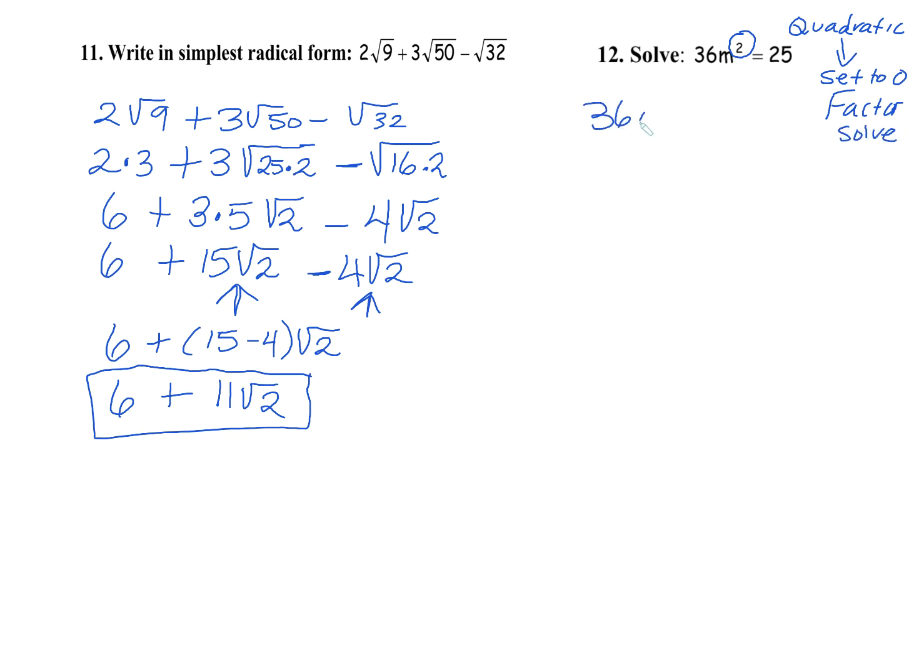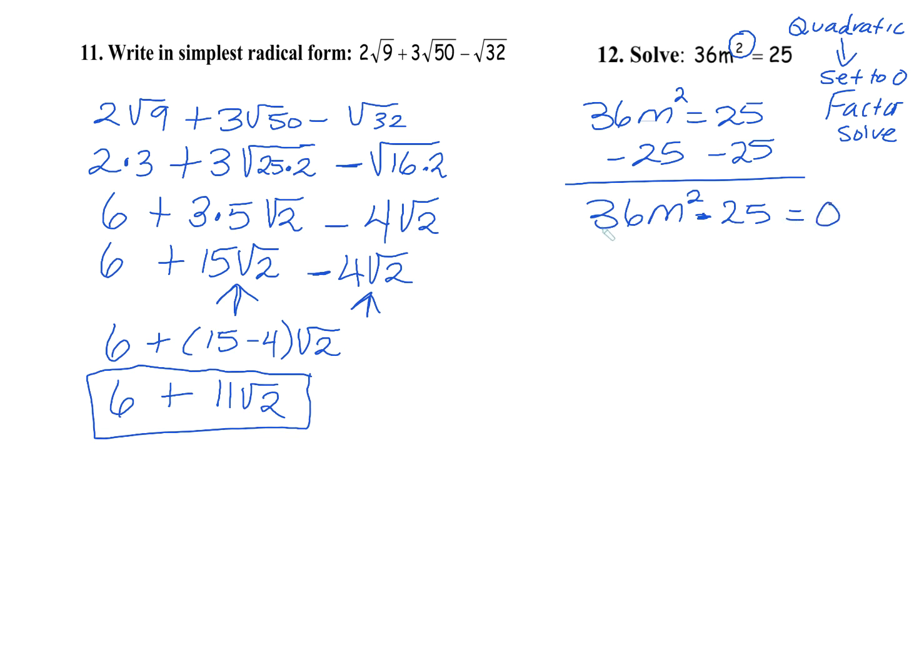So I have 36m squared equals 25. I'm going to set to 0, so I'm going to subtract 25 on both sides. This leaves me with 36m squared minus 25 equals 0. Remember, when you only have 2 terms, there are only 2 types of factoring you can use, DOTS or GCF. But because I noticed that 36 is perfect, m squared is perfect, I have a subtraction and 25 is perfect, this will be the scenario we use DOTS, which is difference of 2 squares.